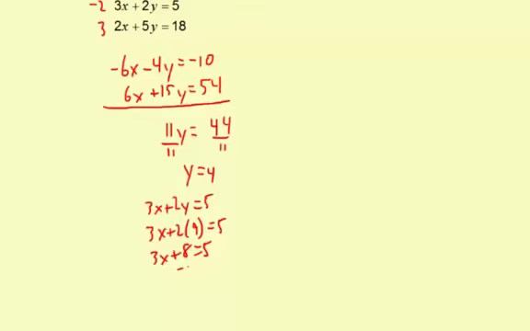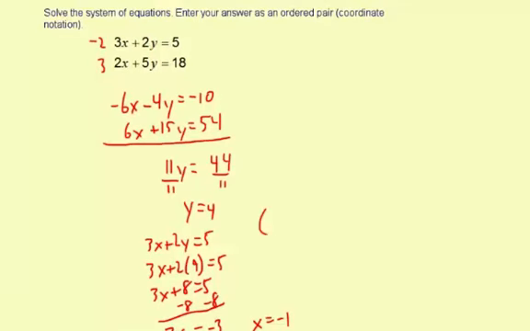I'm going to subtract 8 from both sides. So 3x equals -3. And divide by 3. x equals -1. So the answer should be -1, 4. And if you go ahead and check mentally, it does work out. So your answer is -1, 4.